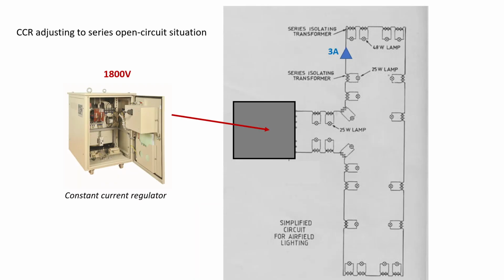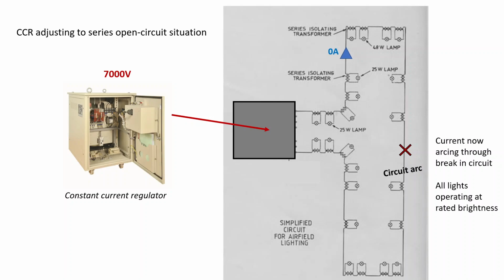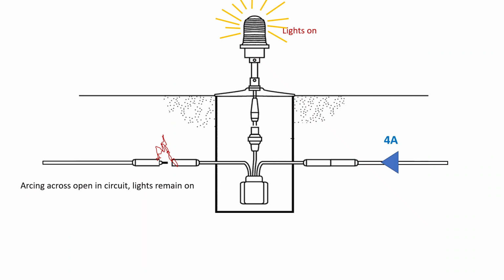So we're going to adjust to an open circuit situation. We're at 3 amps right now. We're operating at 1800 volts. We've got a circuit that's broken. 0 amps, lights go out. Immediately, what will it do? It'll ramp the voltage up to arc through the soil. The current is now arcing through the break in the circuit, and all lights are operating at rated brightness because the current will come back up to 4 amps or whatever that value was.